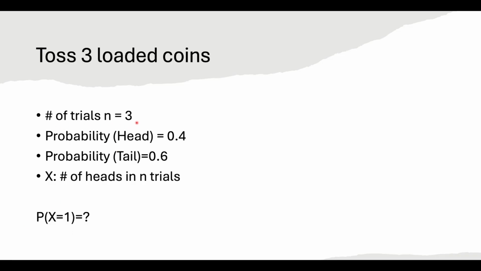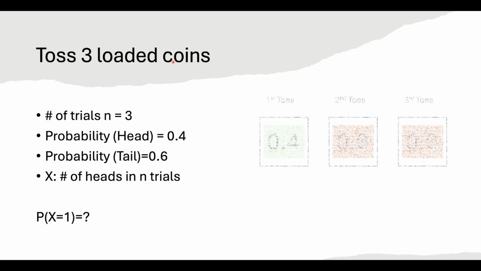We tossed these 3 coins, therefore the number of trials is 3, and x, a discrete random variable, is the number of heads in n trials. We are looking at the probability of getting 1 head among these 3 coins. Let's look at the result.